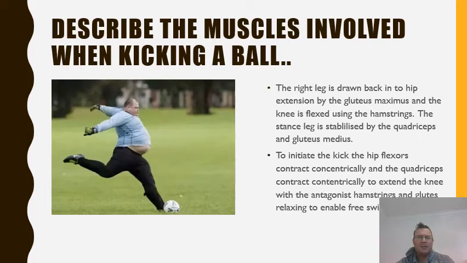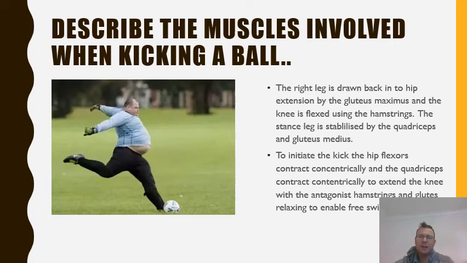The knee is flexed using the hamstring, so you can see how his right knee is poised to deliver this kick. I've talked about the stance leg, so this is the left leg, is stabilised, so the quadriceps there are active. You might have that lateral hip muscle, gluteus medius, just a little bit active, and possibly even glute max, to stabilise that joint.